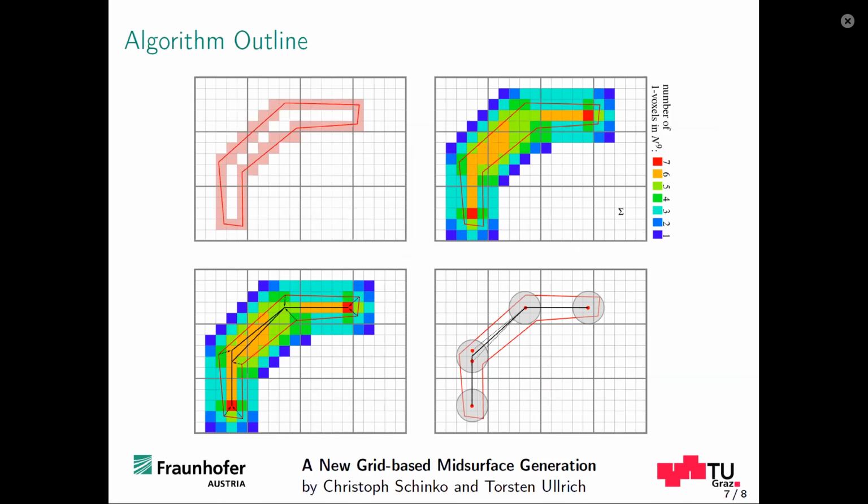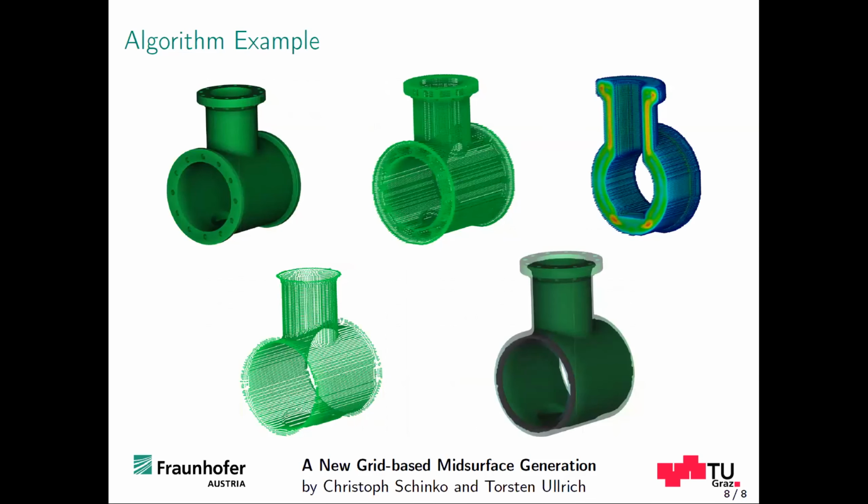Here's an overview slide where you can see all the 4 steps, namely the voxelization, applying the kernel, moving the vertices, and then clustering the vertices to obtain the final mid-surface. And last but not least, here's a result with a test object. On the top left, you see the input geometry, which is in the form of a pipe T-junction.